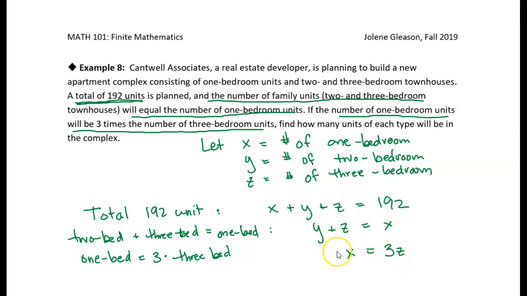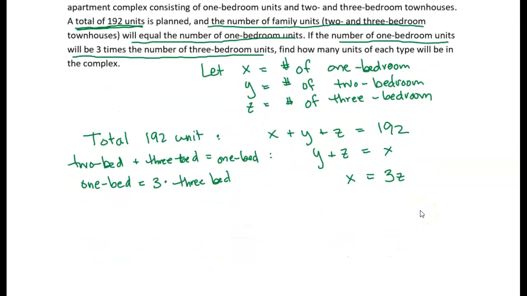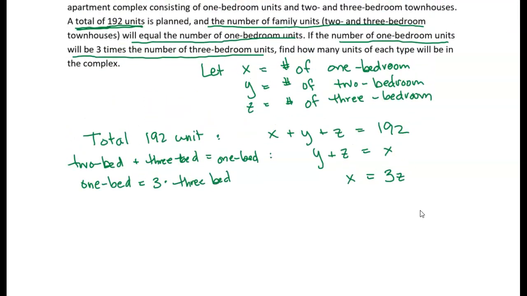All right, so now we have 3 equations. If we've used all the information in the paragraph, we have 3 equations and 3 unknowns. So now we can try to solve that system of equations. We're looking for a value for x, y, and z that satisfies all of those equations. All right, so let's do that.